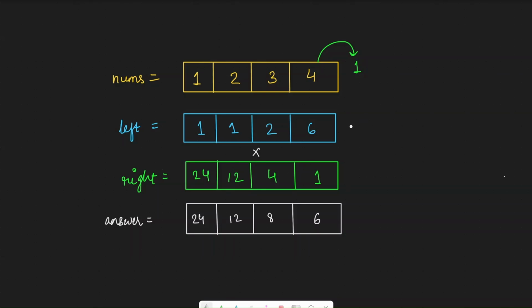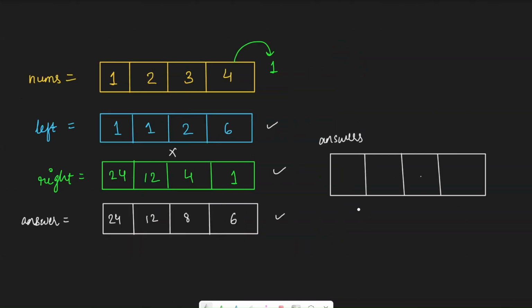Now here we have to create first a left array, then a right array, and then we are multiplying them to store in the answers array. But we can do this in a shorter way by storing intermediate results in this answer array itself. Let's try to do that. So I've created this answers array here, and we're going to forget about this and start working on this.